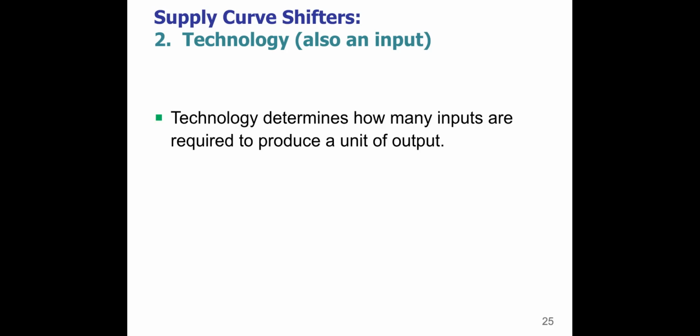All right, other shifters. We talked about technology. Technology is an input, so it is a part of input costs. But technology is so important to production, particularly right now. We have so much access to technology and so many ideas that things like computers and internet and various physical elements as well as things like apps are really important.